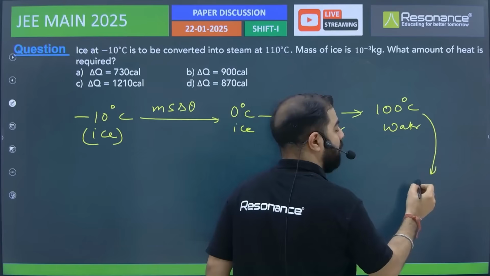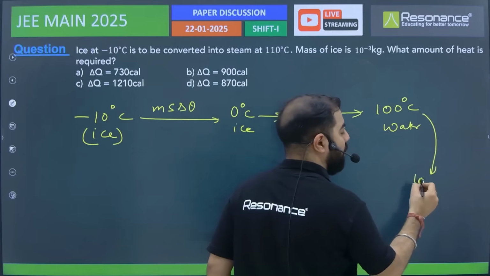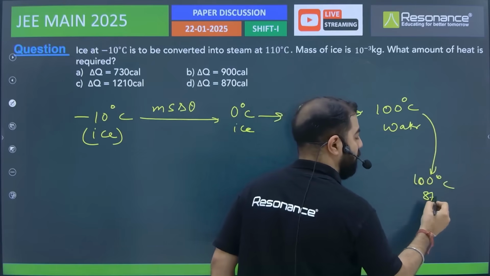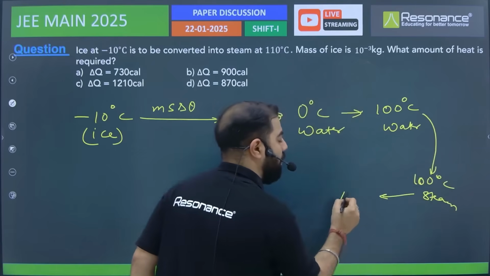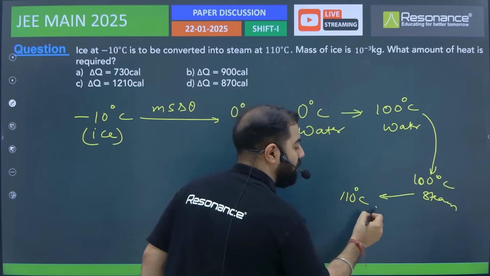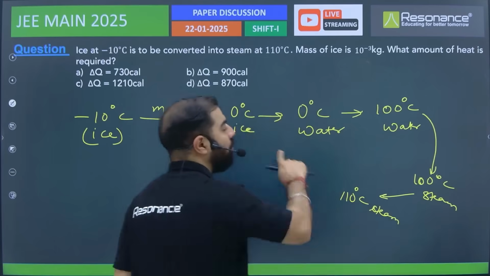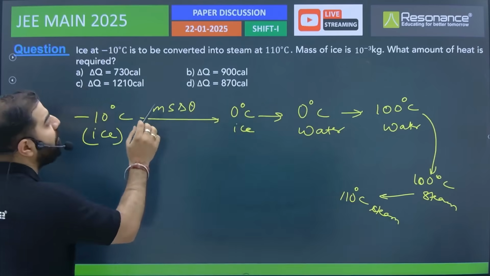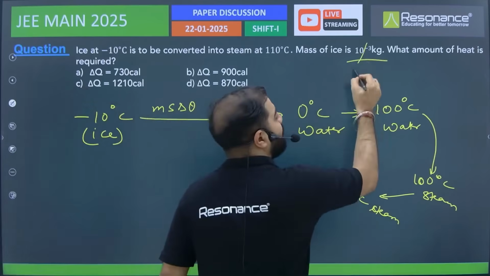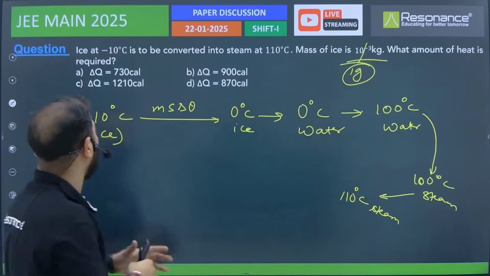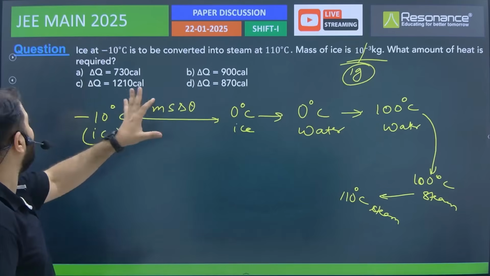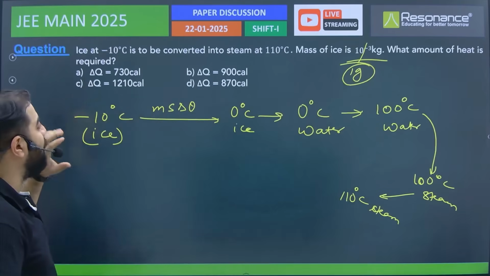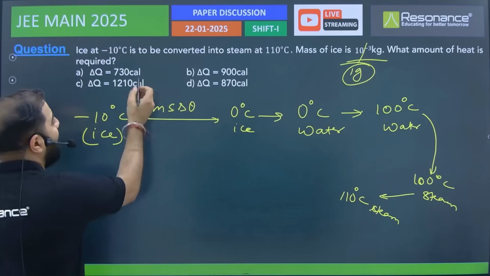And now again, 100 degrees Celsius steam, and then 110 degrees Celsius steam, right? This is how state change and temperature change will take place. So what is the mass given? 10 to the minus 3 kg, which could be said as 1 gram. I think more data must be given, but this is obviously a memory-based question. So that's 1 gram, and the answer is in calorie.